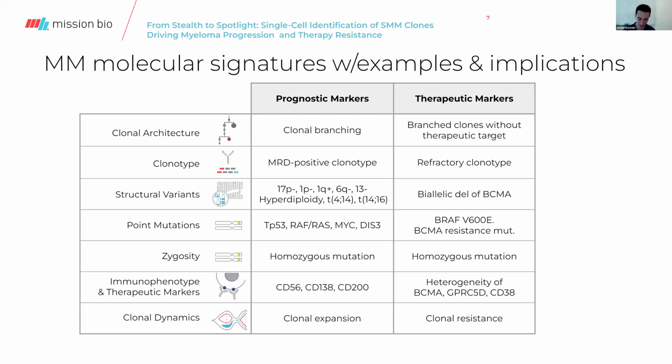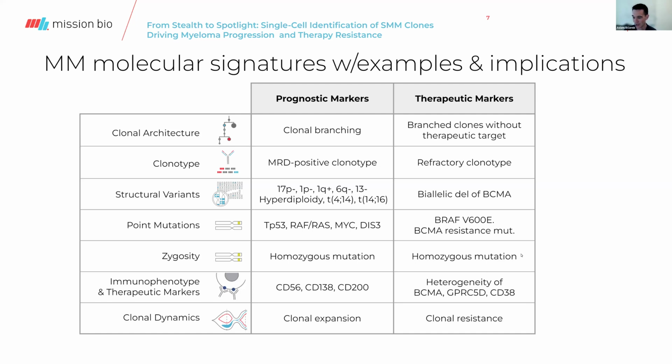If there exist clones in which it's not present, that clone might be the one that causes relapse after treatment. And then we can go down the list. For clonotype, if you have a refractory clonotype, that probably means your therapy is not working. Structural variants, if you have biallelic deletion of BCMA, that might mean that your BCMA therapy might fail. For point mutations, there are a couple therapeutic targets: BRAF V600E. As I said earlier, a BCMA resistance mutation again will probably indicate that your BCMA therapy might not work.